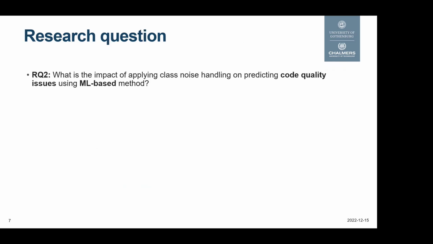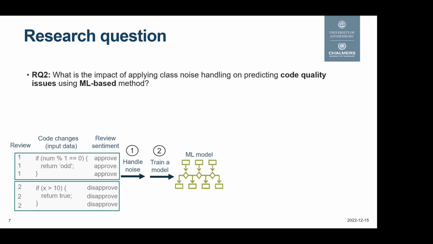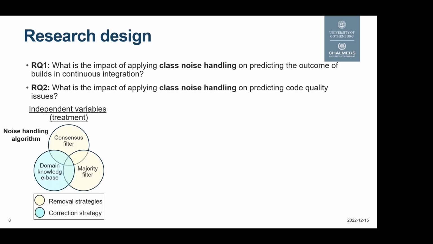And the second research question that we had was also about the prediction of code quality issues using the same machine learning-based methods as in here. So we implemented two controlled experiments to answer these two research questions, where the independent variable, or the treatment, was the class noise handling algorithm. We used three variations of class noise handling algorithms: the consensus filter, the majority filter, and domain knowledge-based. The consensus filter and majority filter belong to the family of removal strategy, and the domain knowledge-based belongs to the correction strategy for handling noise.